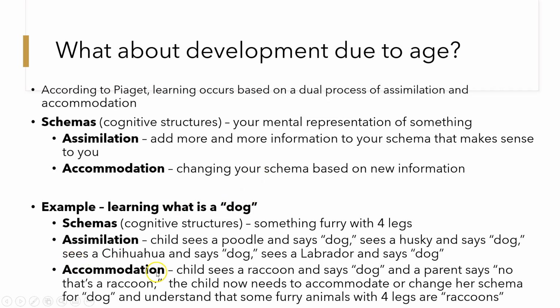And then accommodation is the process by which you have to change your schema. So let's say at night, the family goes out and the child sees a raccoon and says dog. A parent says, nope, that's a raccoon. Now the child needs to accommodate or change her schema for dog, because now we know there are some furry animals with 4 legs that are raccoons. So it's this process of assimilating new information into your schema and then accommodating or changing your schema when you get new information that allows children to learn.